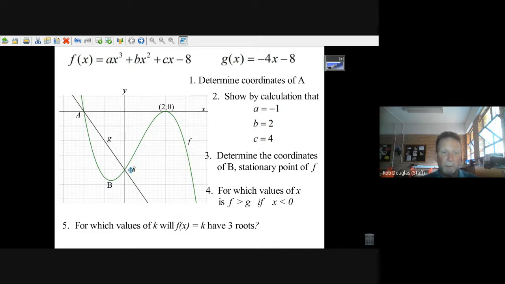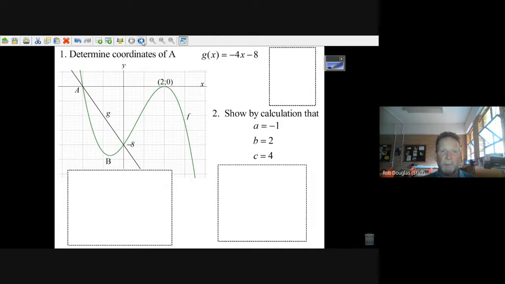They even tell you that the y-intercept of both, they're showing you the y-intercept of the line and the cubic equation is minus 8. There's a turning point here at 2 and 0, another turning point at B, we don't know. An x-intercept of 2 and 0, but an x-intercept of A that we don't know. Okay, let's just get going. Let's just give it a try.